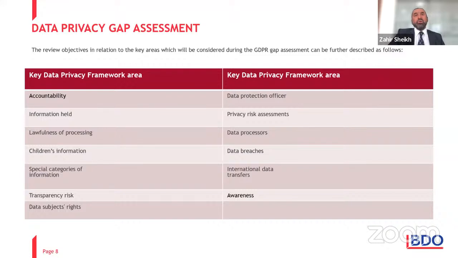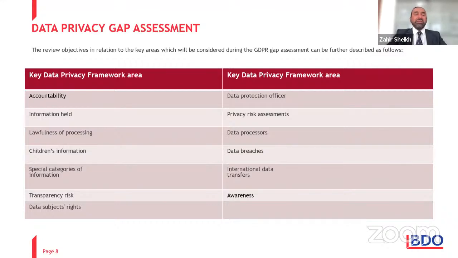Then there's children's information, and this is going to be applicable to some organizations. If applicable, what are the collection procedures for parental and guardian consents for any information collected on children? Then you've got special categories of information. Does your organization collect and process any special categories of information, and has the correct treatment been undertaken to ensure that processing can be legally performed?